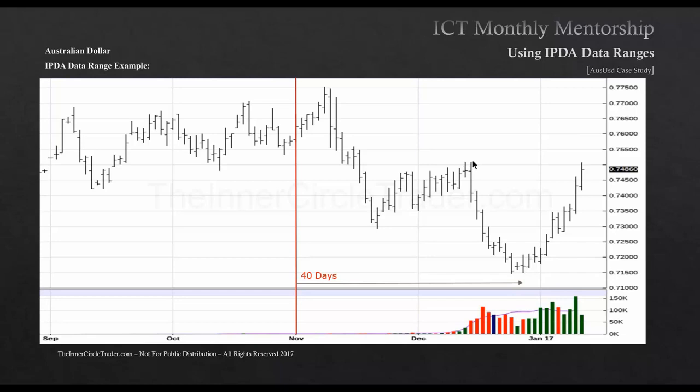So what's going to be resting above that? Buy stops. So what is the IPDA algorithm going to do? It's going to seek that liquidity. It's going to go up there and take that. Which high should I look for, Michael? That one.